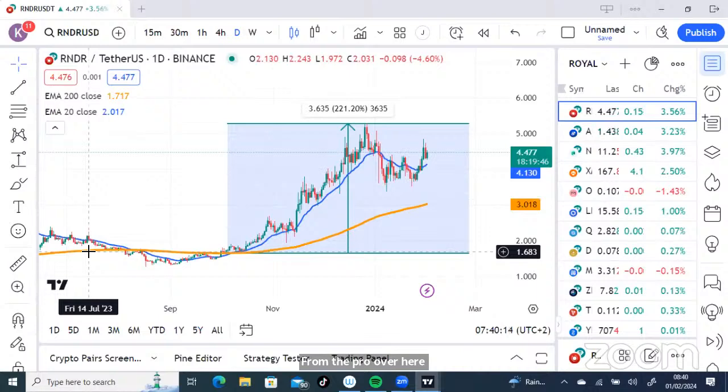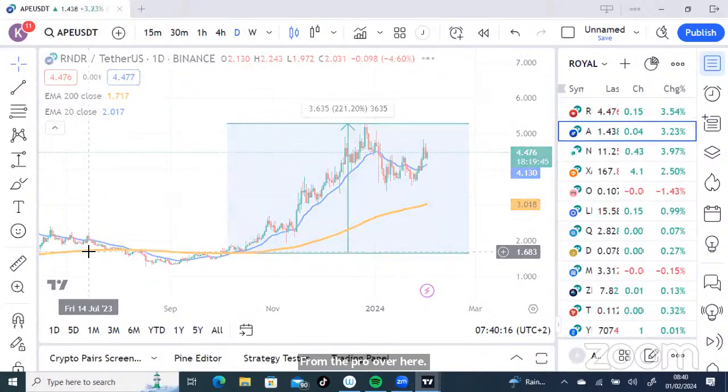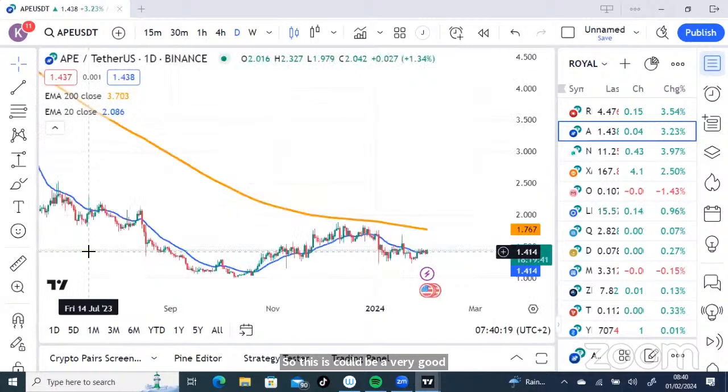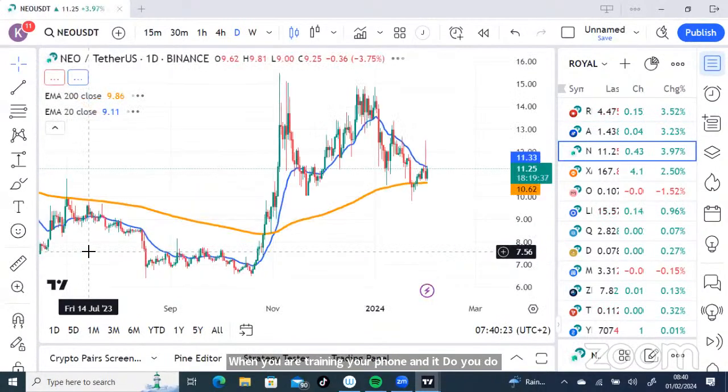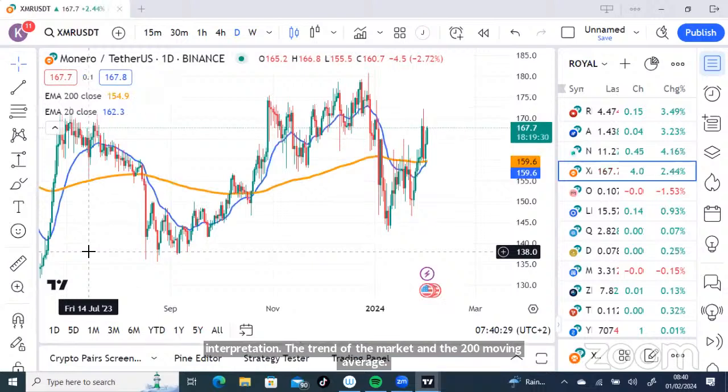So this could be a very good combination tool when you are trading a coin, and it gives you the interpretation, the trend of the market. And the 200 moving average usually gives that trend of the market.